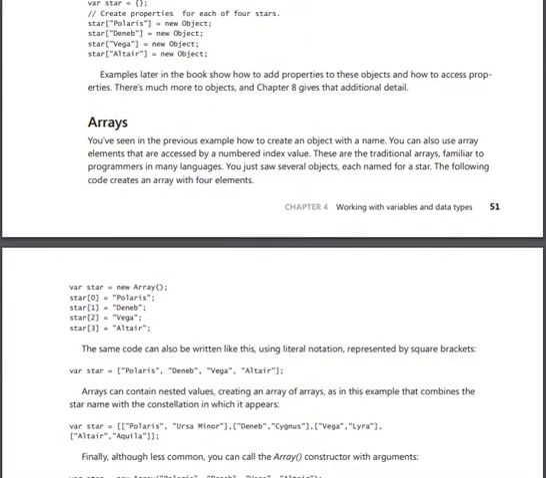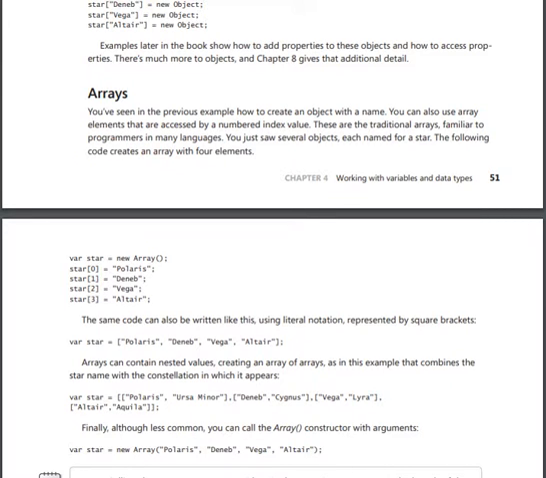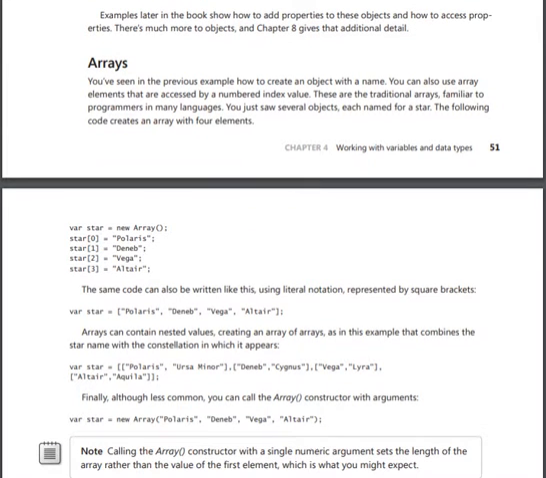The same code can also be written like this using literal notation represented by square brackets. Var star is Polaris, Deneb, Vega, and Altair. And arrays can contain nested values, creating an array of arrays, as in this example, that combines the star name with the constellation in which it appears.